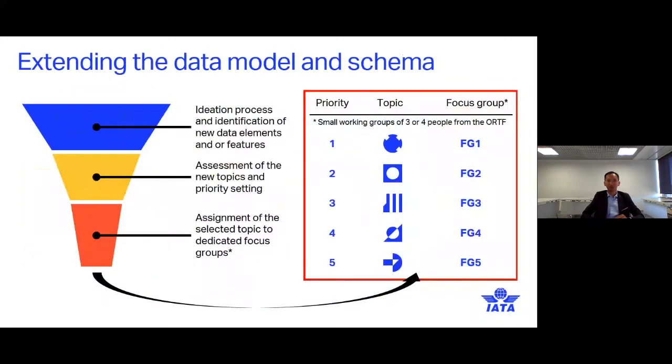For that, we went through an ideation process where we identified all the different elements that could be considered in the data model. Then we went through an assessment session to prioritize the different topics. And finally, we identified these add-ons and assigned them to dedicated focus groups, which are a subset of the One Record task force.